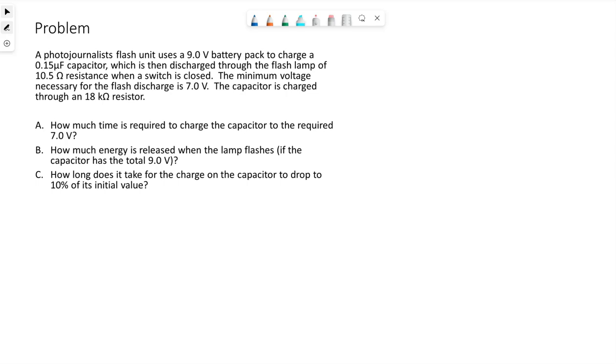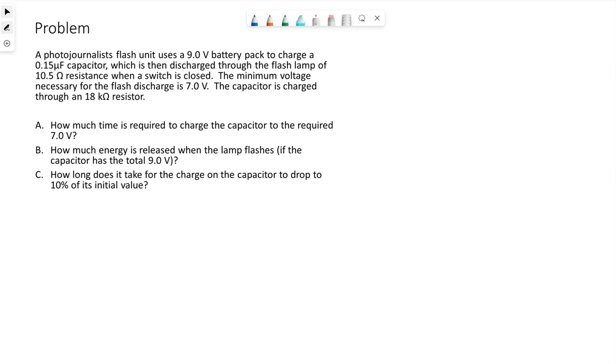We have an example problem here. A photojournalist's flash unit uses a 9-volt battery pack to charge a 0.15 microfarad capacitor, which is then discharged through the flash lamp of 10.5 ohms resistance when a switch is closed. The minimum voltage necessary for the flash discharge is 7 volts. The capacitor is charged through an 18 kiloohm resistor.